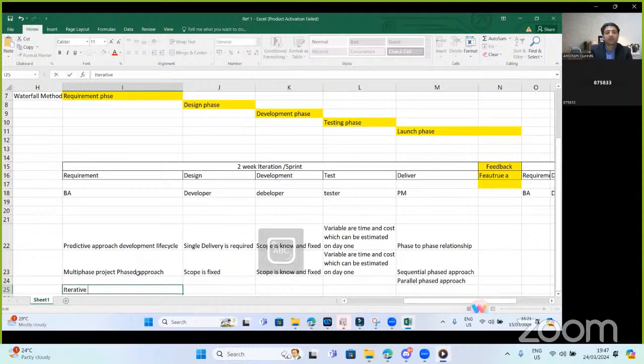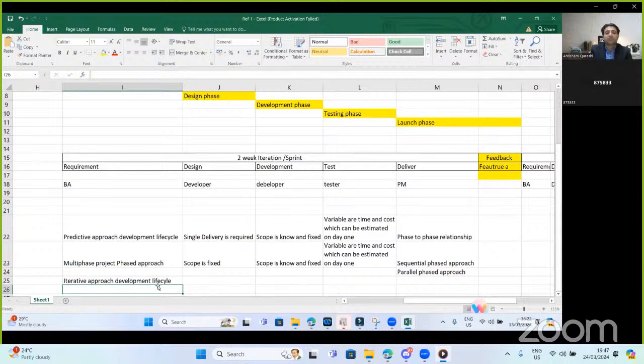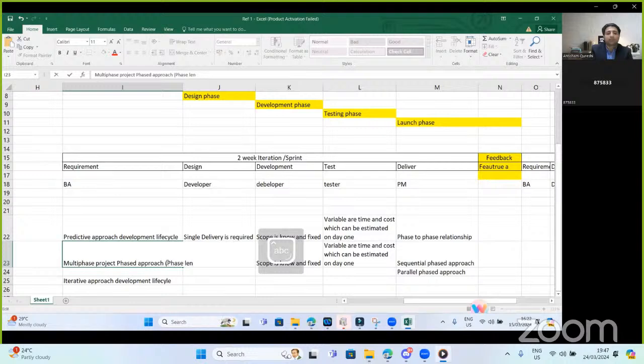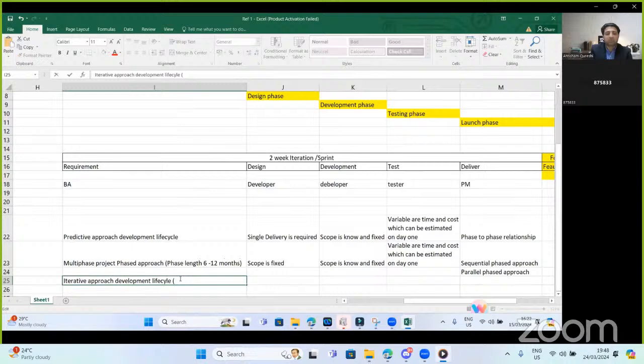iterative approach towards the development life cycle, where we said that it's similar to the phase approach, but the phase or iteration is smaller. Although we split a bigger project into smaller phases, the phase length was 6 to 12 months. That's still a huge project in itself. But when we talked about the iterative approach, we are saying 2 to 4 weeks of small project or iteration that we will be doing.